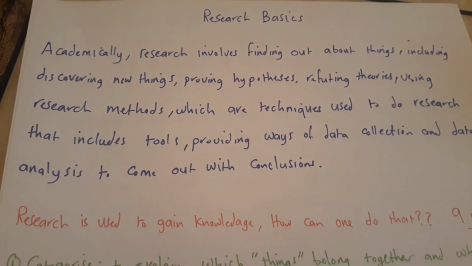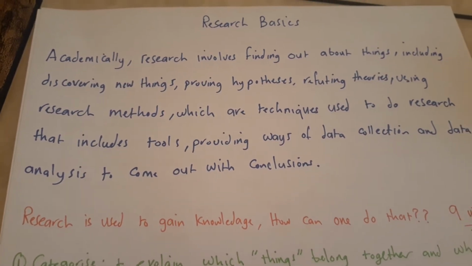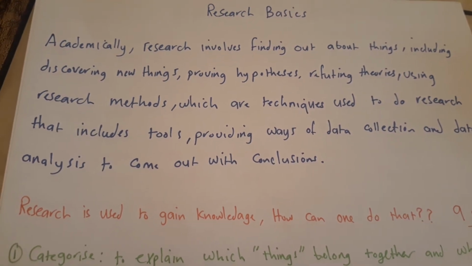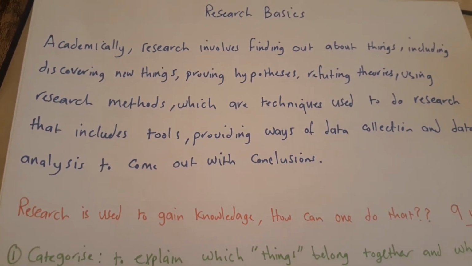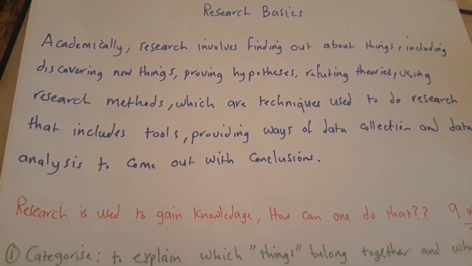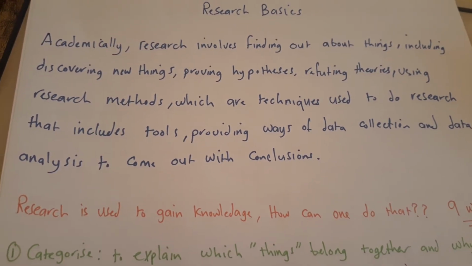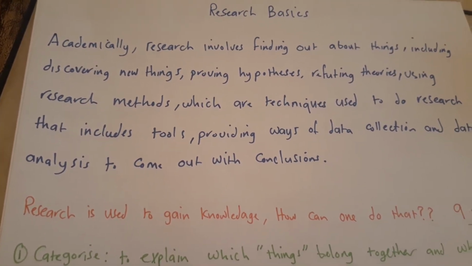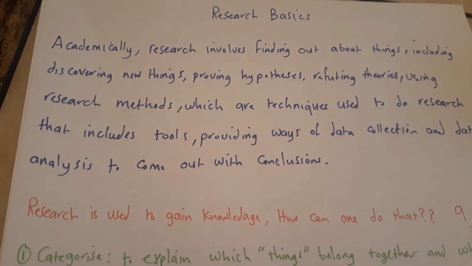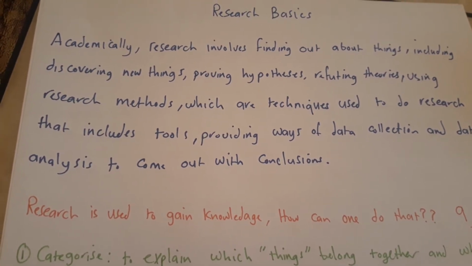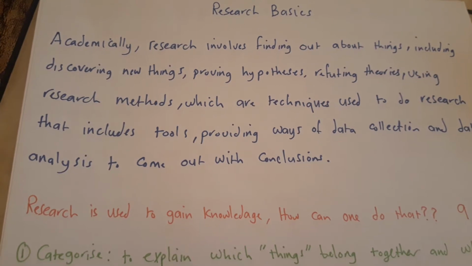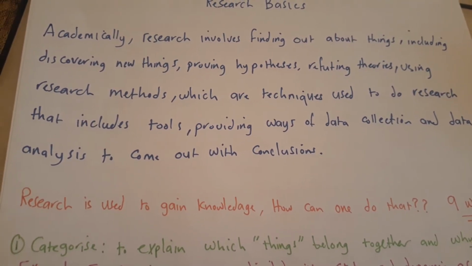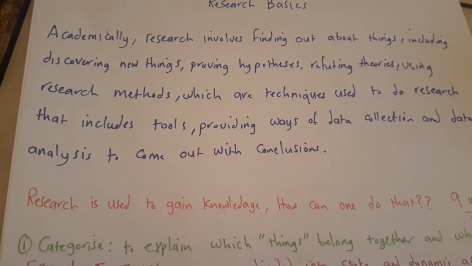So, from academic point of view, research involves finding out about things. You are looking for answers. That includes discovering new things or proving hypotheses or refuting theories. So you want to prove something is correct and something is not. And you do that using research methods or techniques, and you use them to do research that includes tools, providing ways of data collection and data analysis to come out with some conclusions or answers.